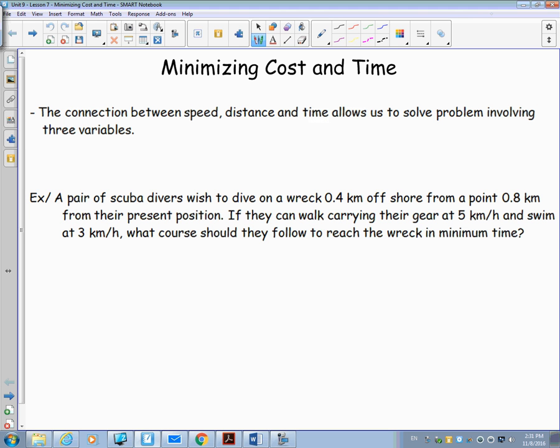In this last lesson in the unit, we're going to look at some applications of distance, speed, and time, and how we can use calculus to solve some of the rate of change problems that occur between those three things. Just a quick reminder, the distance always equals rate times time, or rate equals distance over time, or time equals distance over rate. It's a really important idea.